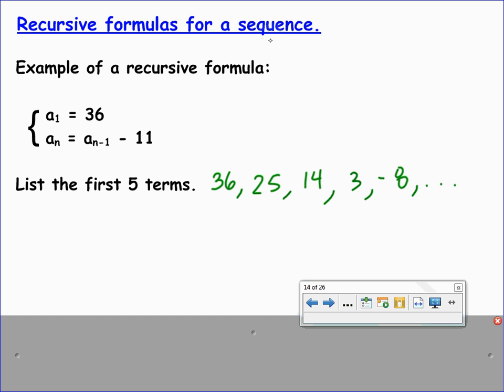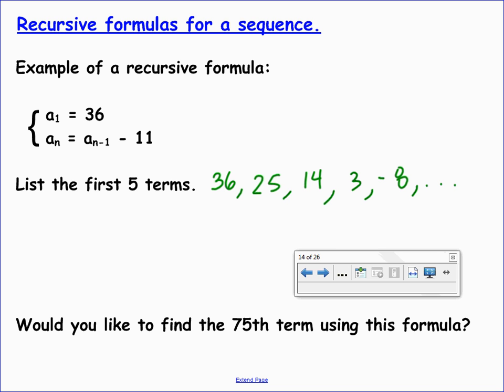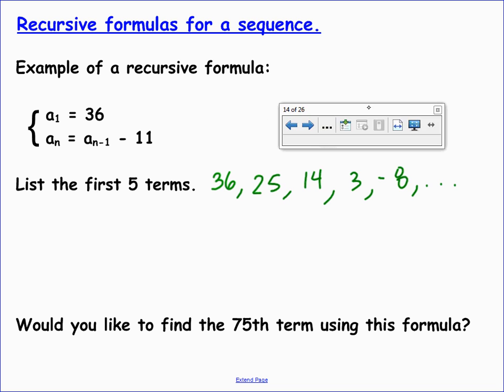I appreciate it. Now let's go ahead and take a look at our little pop-up video question. Our pop-up video question is, would you like to find the 75th term using this formula? No, that would be a real pain. So we could have figured out the 25th term, right? As long as we kept track carefully, but it would be a real pain. Last time I said we could, but I'd rather not. This time I'm going to say, no, thank you.